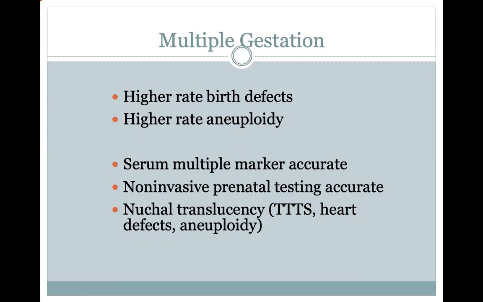And nuchal translucency is extraordinarily helpful in the first trimester, I think, because it has been shown that increased nuchal translucency is associated with a higher rate of twin-twin transfusions, heart defects, and chromosome abnormalities. So it can be very helpful in screening these patients. Next slide.